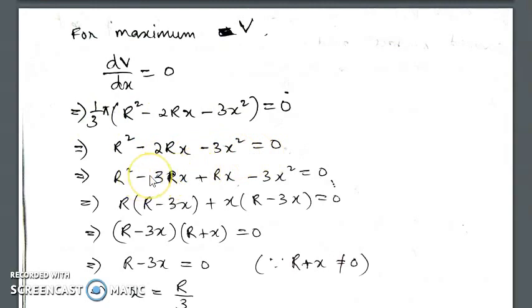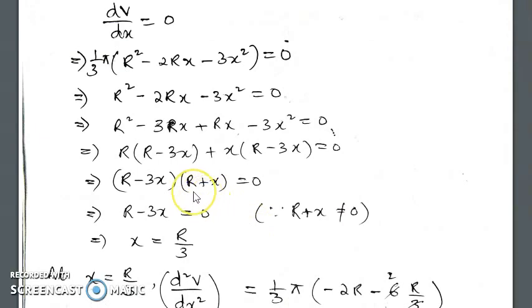So from here I have to split the middle term. What is the product? 1 into 3. So 3 and 1 should be the middle term. Here I have used 3, here I have used 1. That means minus 3rx plus rx will give you back minus 2rx. So I have split the middle term here. From there you take common, and then you will have r minus 3x, r plus x equal to 0.